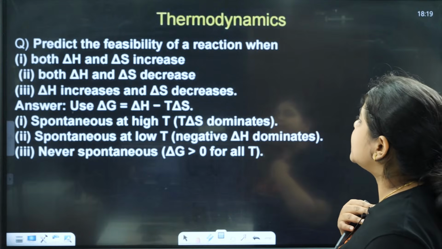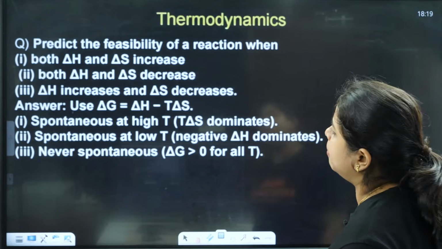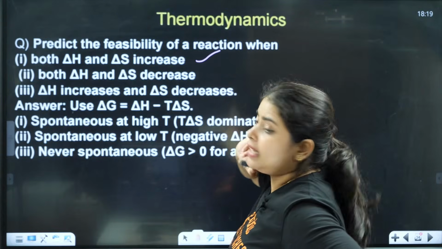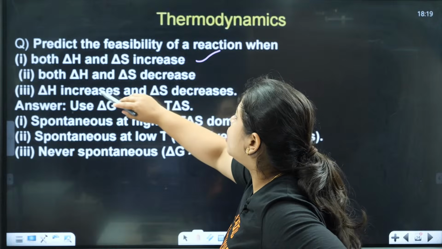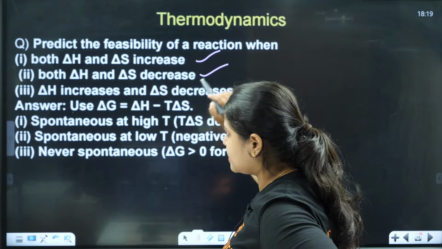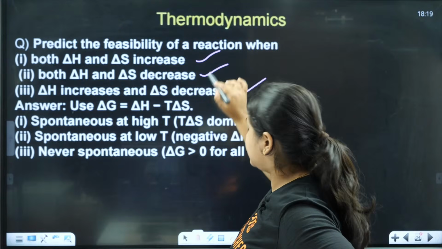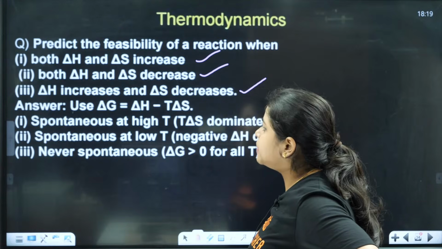Next, predict the spontaneity of a reaction when both delta H and delta S increase. Delta S and delta H both increasing. Both delta H and delta S decrease. Delta H increases and delta S decreases.